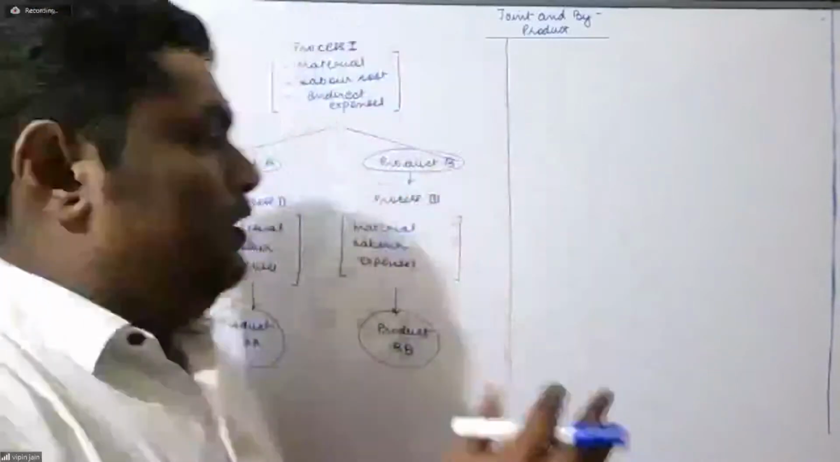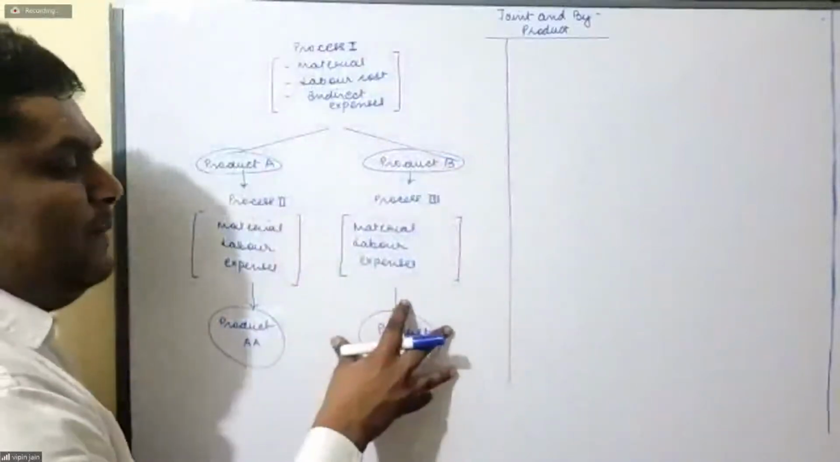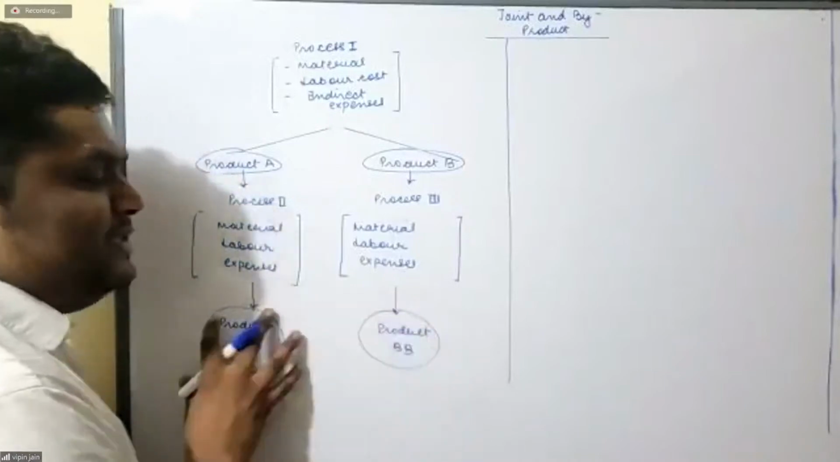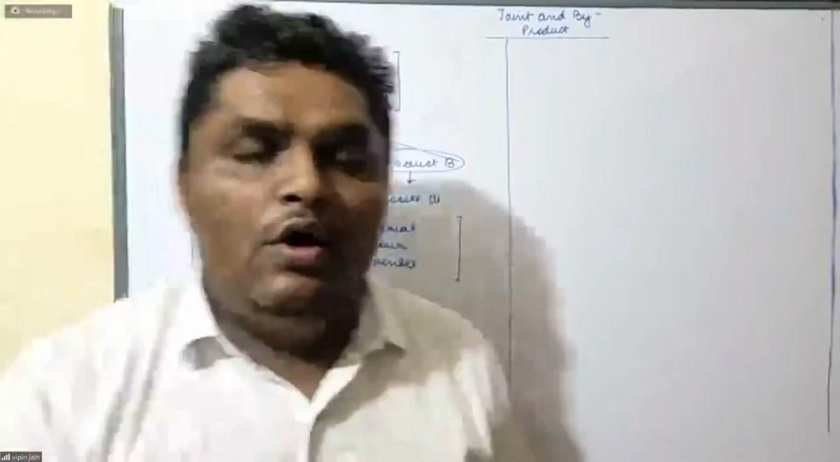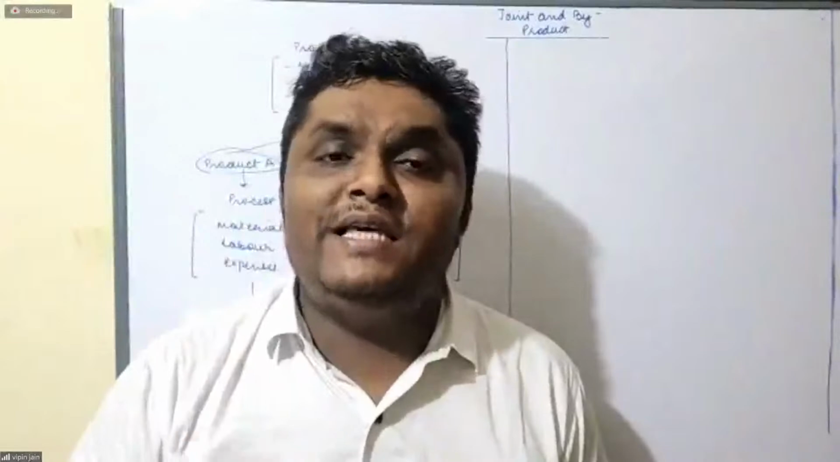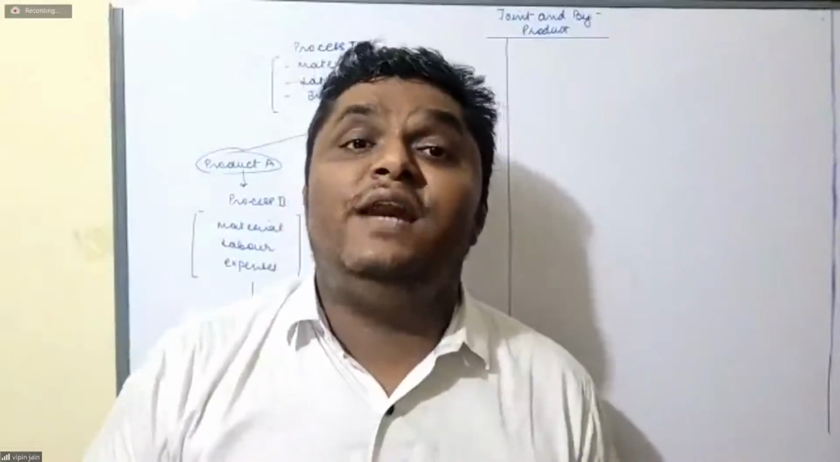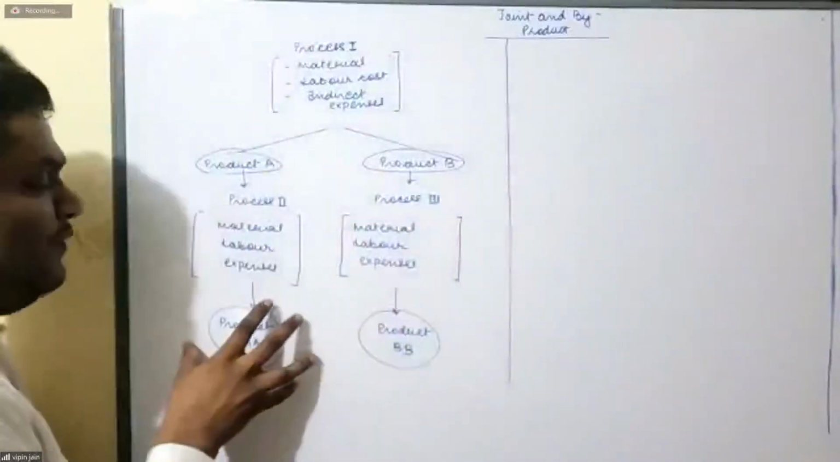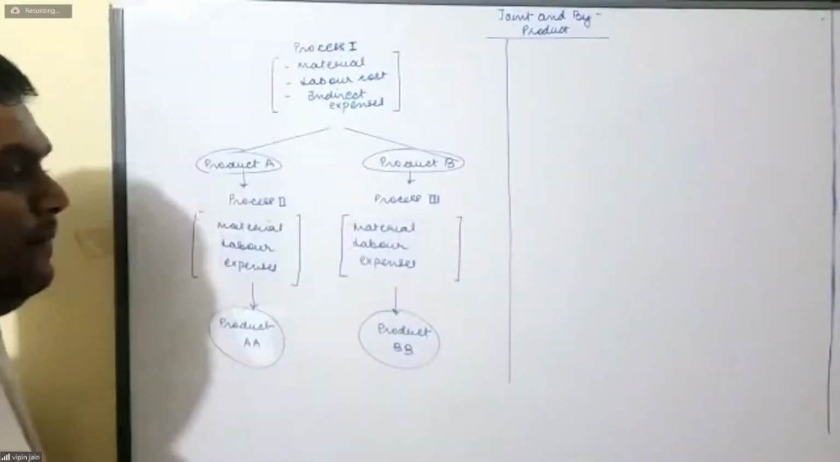So guys, these two are our final product. Our major motto is what? To calculate the selling price of these two products. Now, to calculate the selling price, we have to first calculate the total cost. We have to first calculate the total cost of product AA and BB.